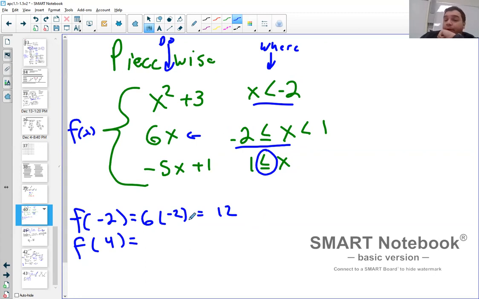This one, f of 4, I'm going to look at again. I need to see where it belongs. In this case, 4 is greater than or equal to 1, so 4 should be here. So I'm going to use -5 times 4 plus 1. -20 plus 1 is -19. Piecewise functions are really easy. Don't lose points on dumb mistakes on this one.